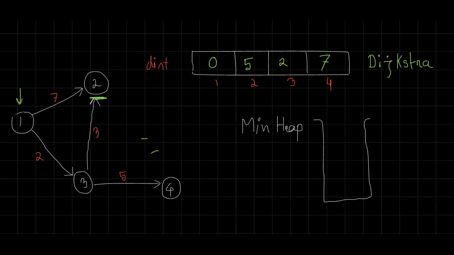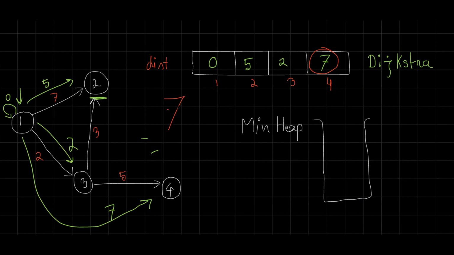This means that to reach node 1 from node 1, we have distance 0. To reach 1 to 2, the distance will be 5. To reach 1 to 3, the distance will be 2. And to reach 1 to 4, the distance will be 7. So what is the minimum time we need to pass the signal from the source to all of the nodes? It will be the maximum of all of them. It is 7. So we have to return 7.